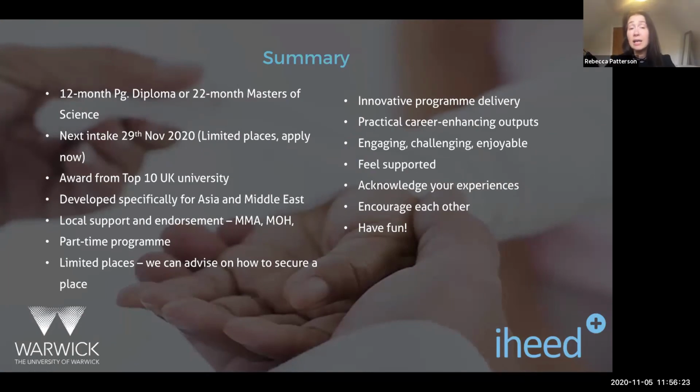The next intake is at the end of this month, where orientation begins on the 29th of November. You will get your university certificate for a top 10 United Kingdom university, the University of Warwick. Nowhere on the certificate does it say that it's online, distance or blended learning. The program was developed specifically for Malaysia and the Middle East, and you have local case-based scenarios and case studies that you will be looking at.